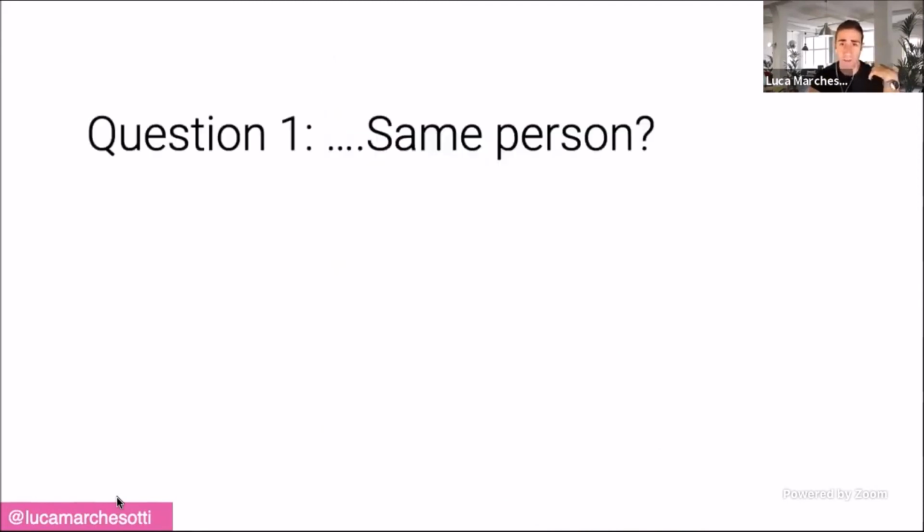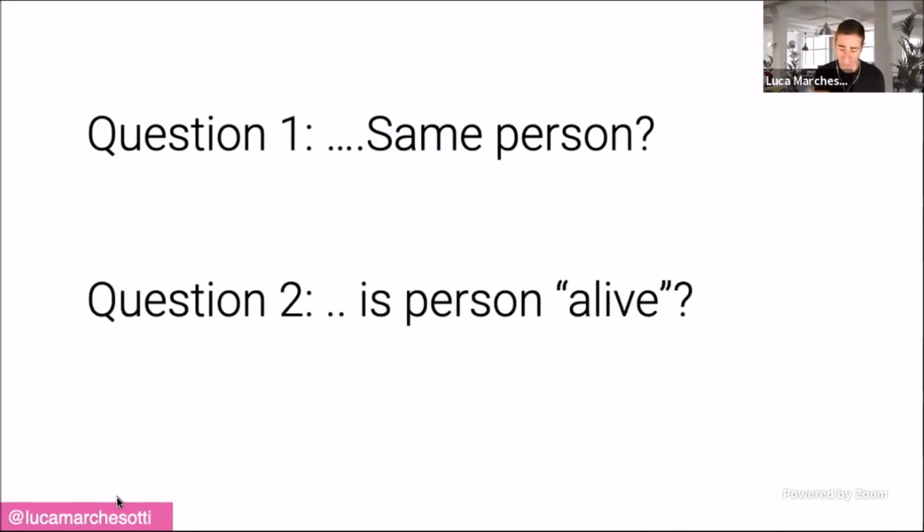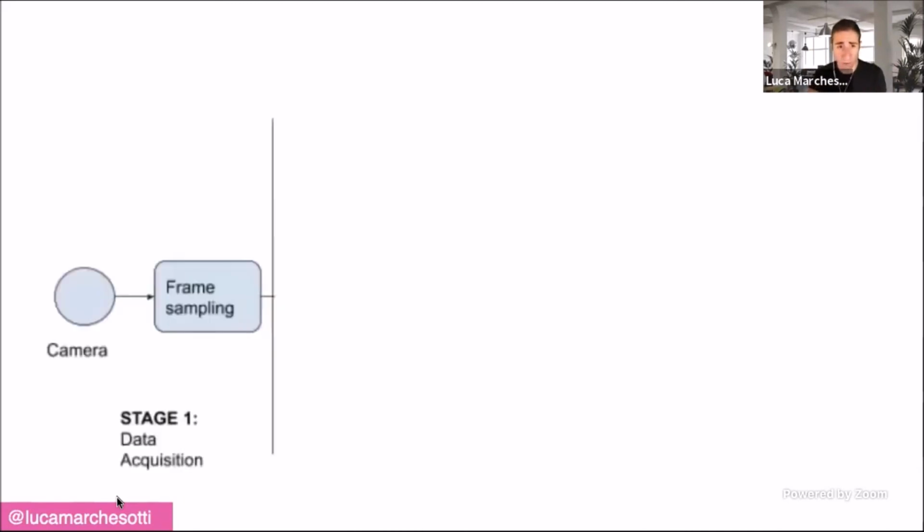We will see in the demo how this works in practice, but I think it's pretty clear, right? So the first question is: is it the same person in front of the camera? Yes. Now, is this person alive? Is this person real or fake? And this is the second follow-up question. So how do we do it?